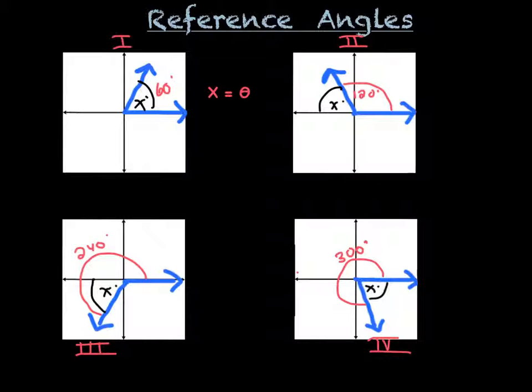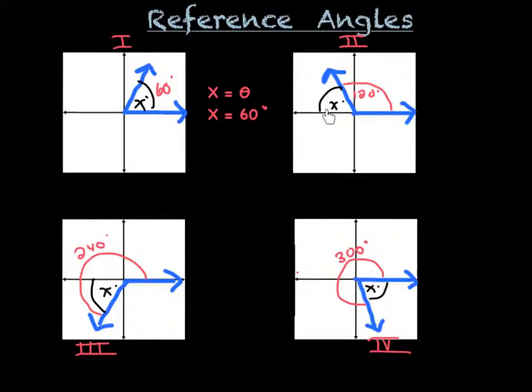It's always equal to whatever our first quadrant angle is. So in this case, it would just be 60 degrees. All right, now in the second quadrant, if we have a second quadrant angle that's 120 degrees, if we wanted to find our reference angle, if you notice, the reference angle and the second quadrant angle itself form a straight line, which is 180 degrees.